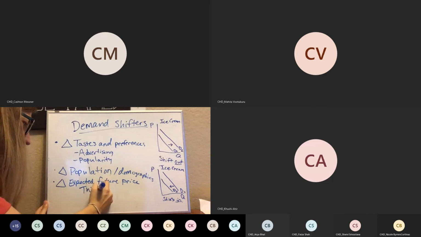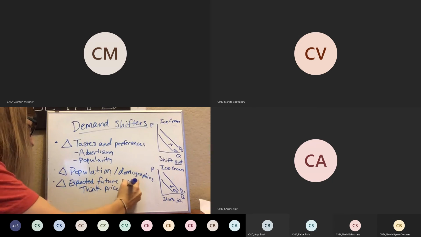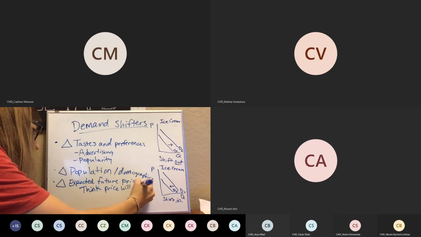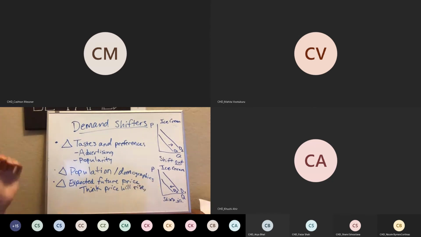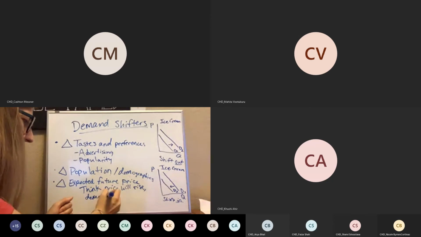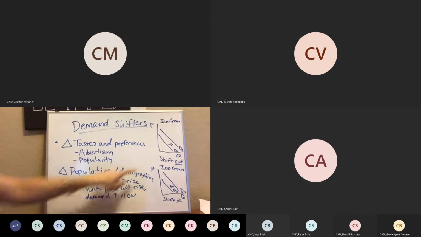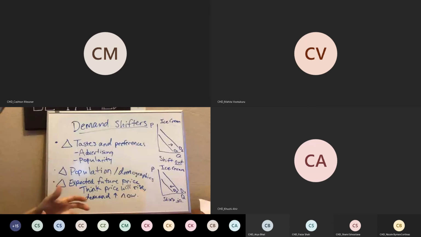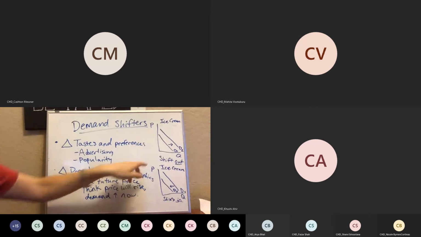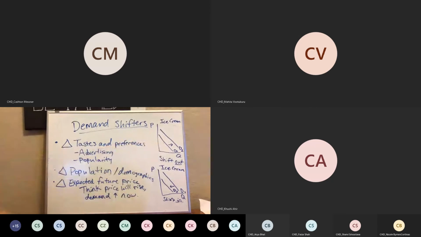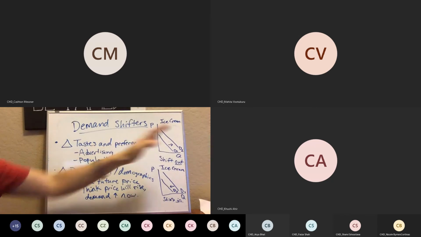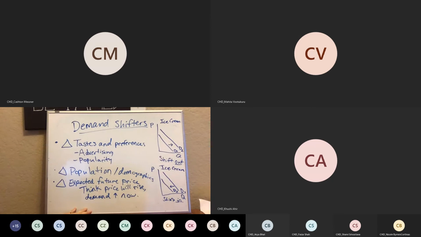So if they think price will rise, okay, then they're going to buy more today, right? Because today the price is lower than they think it will be in the future, and they always want to buy it at the lower price, right? So they're going to buy more today. So demand increases now. Okay, so you get a shift out like that. If people want to buy it now before the price goes up, but we'll notice that them demanding it more will probably push the price up if the supply curve doesn't move. Okay, so we'll talk more about that in a little bit.